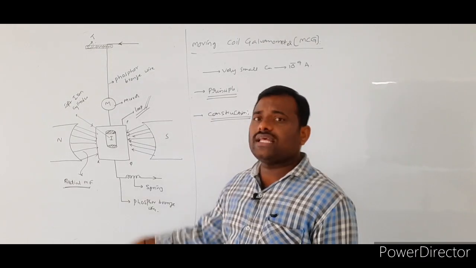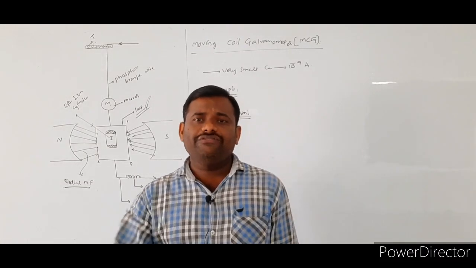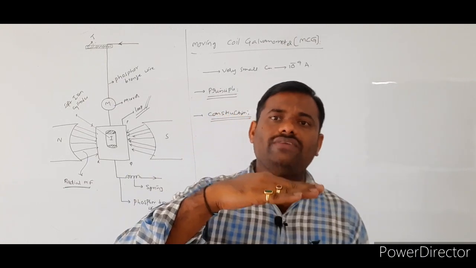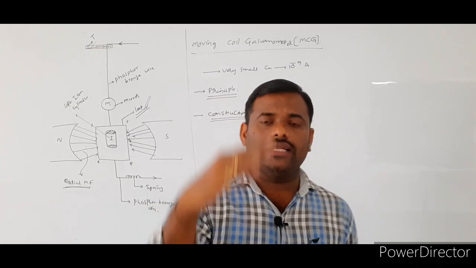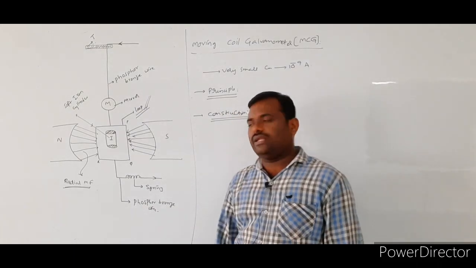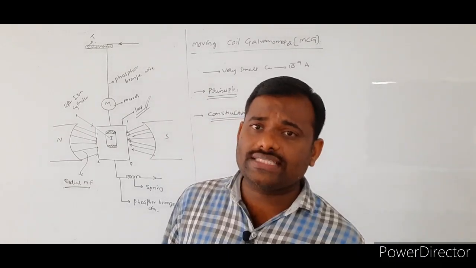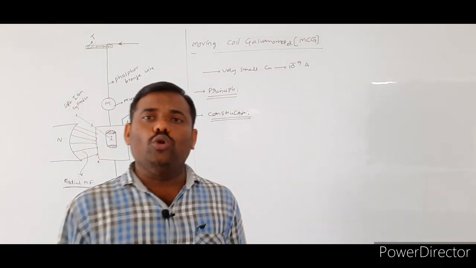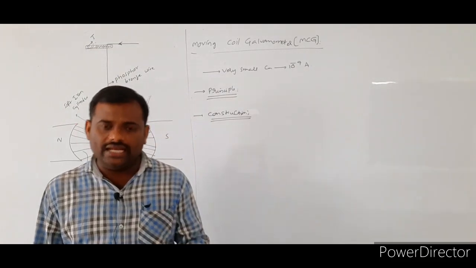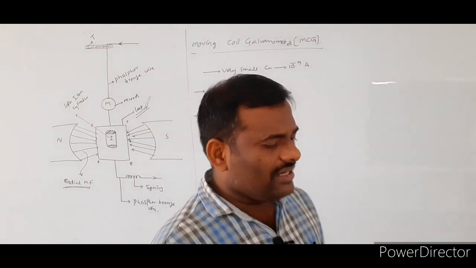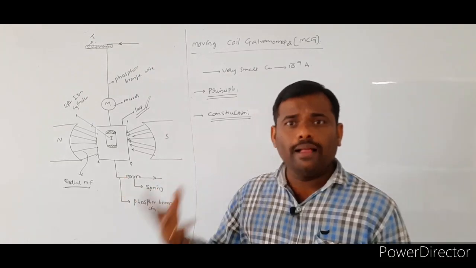By using the radial magnetic field, we will keep the plane of the coil in the direction of the magnetic field. So what is the use of the radial magnetic field? The radial magnetic field is always keeping the plane of the rectangular loop in the direction of the magnetic field. Again, what is the use of placing the plane of the loop in the direction of the magnetic field?